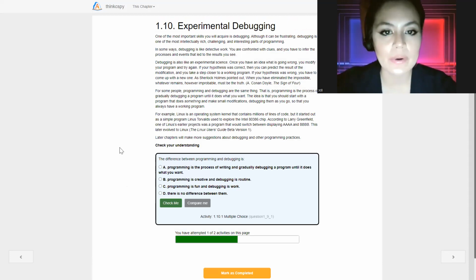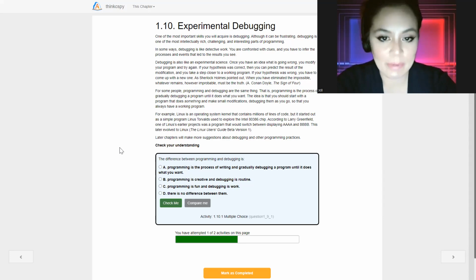So in this section, we're going over experimental debugging briefly. One of the most important skills you will acquire is debugging. Although it can be frustrating, debugging is one of the most intellectually rich, challenging, and interesting parts of programming. In some ways, debugging is like detective work. You are confronted with clues, and you have to infer the processes and events that led to the results you see.